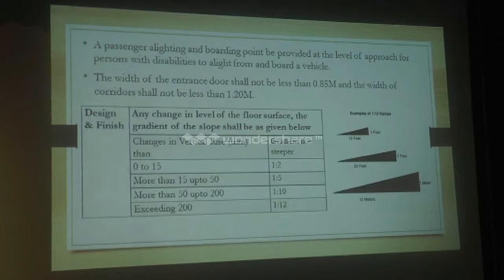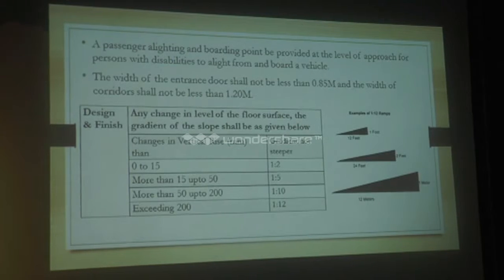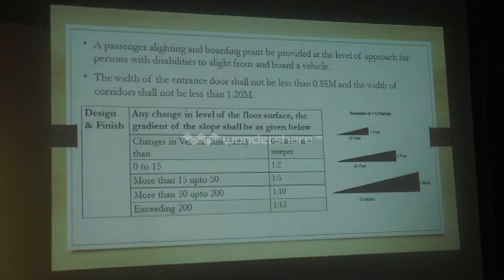The passenger alighting and boarding point should be provided at the level of approach for each person with disabilities to alight and board a vehicle. The width of the entrance door shall not be less than 0.85 and the width of the corridor shall not be less than 1.2. Whenever there is a level difference, it shall be handled with a slope of gradient 1:2 for up to 15 mm, 1:5 slope for a difference of 15 to 50 mm, 1:10 slope for a difference of 50 mm to 200 mm, and 1:12 slope for 200 mm.